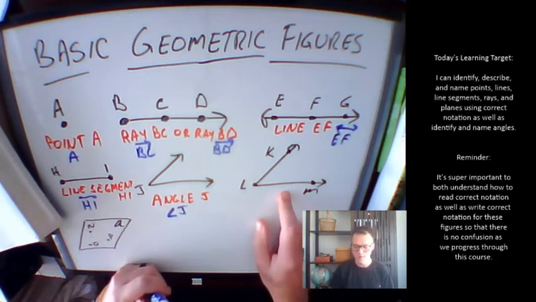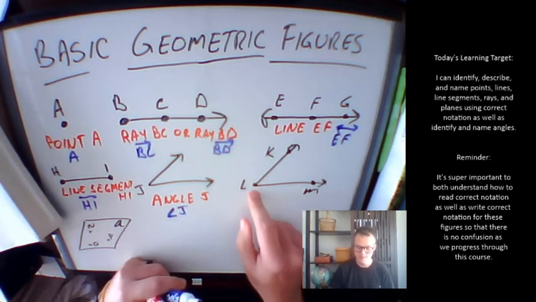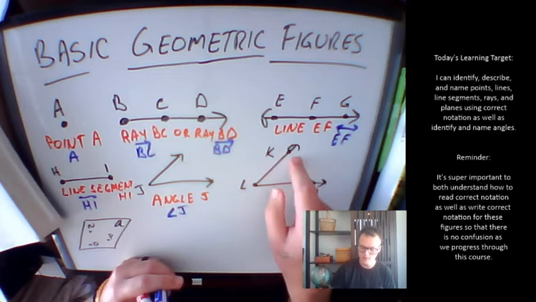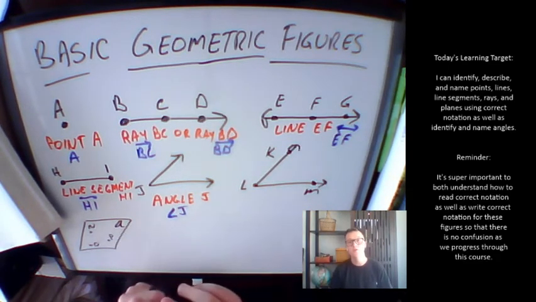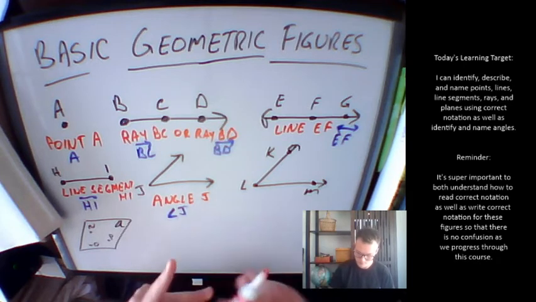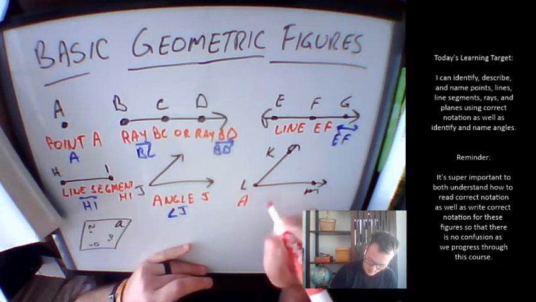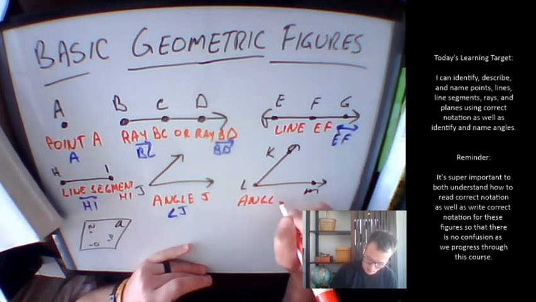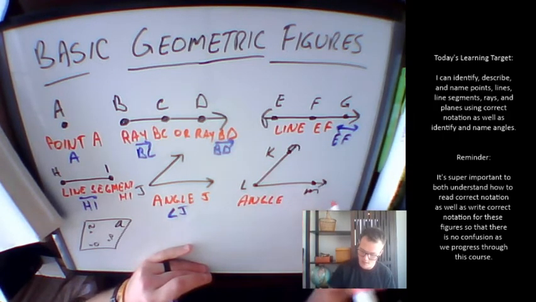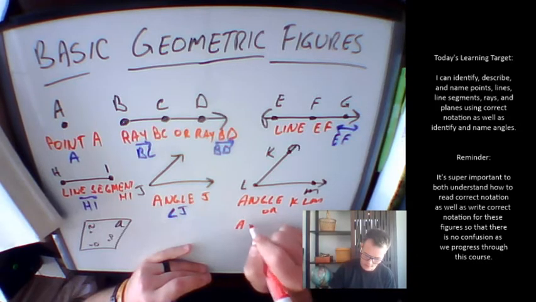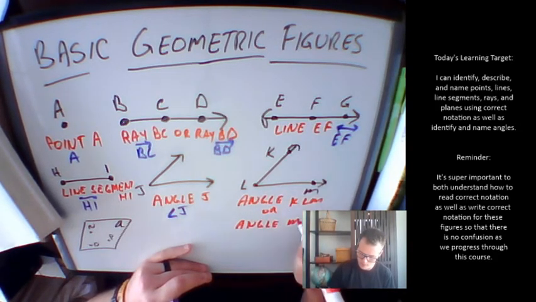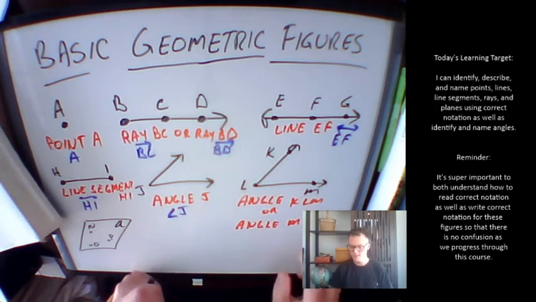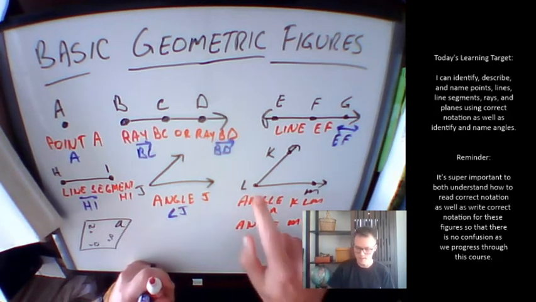Okay, we have another angle here. This one's got three letters on it. It's got the vertex L, but then it also has a point K up on this leg and an M down on this leg. So there are two different ways we can talk about this one. The first way, we can say angle KLM, or we can say angle MLK. The kicker here is that the letter in the middle must be the vertex.